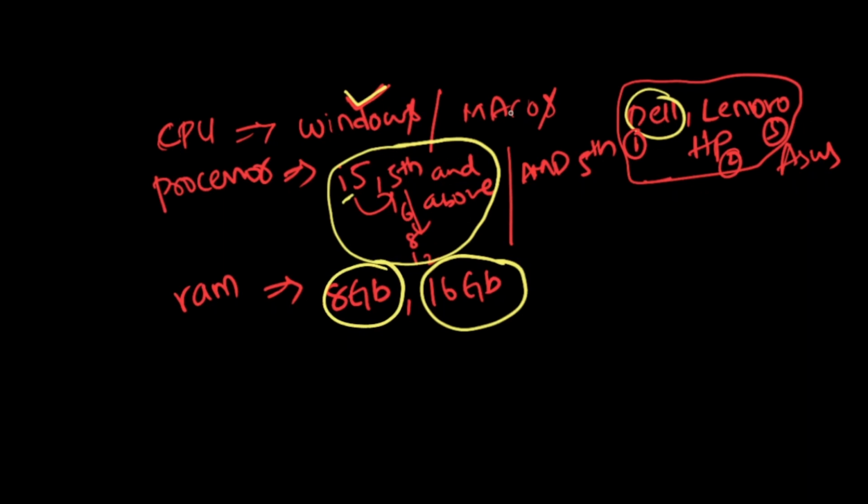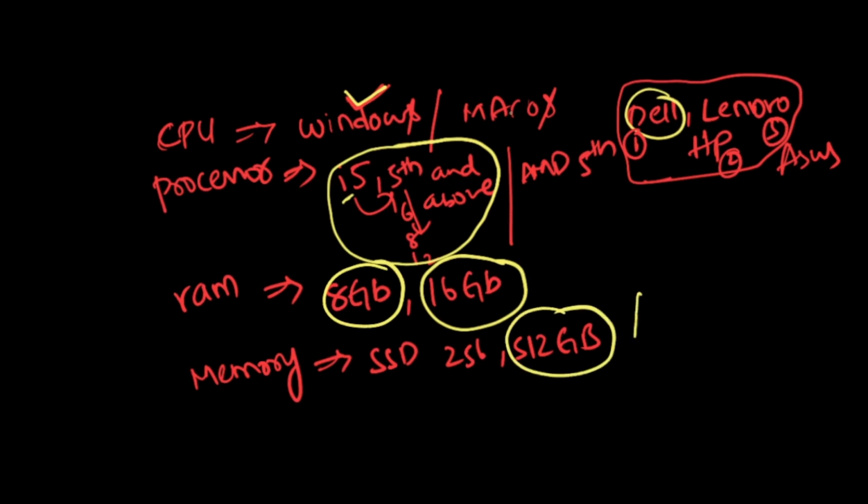Okay. Now after RAM, memory. First preference give for SSD. 256 GB is also fine. 512 GB is preferable. Or else HDD 512 GB. See, the circle thing is the best thing. Windows, Dell, i5, 8 GB or 16 GB, 512 GB. This thing is fine. Else go for 512 GB.